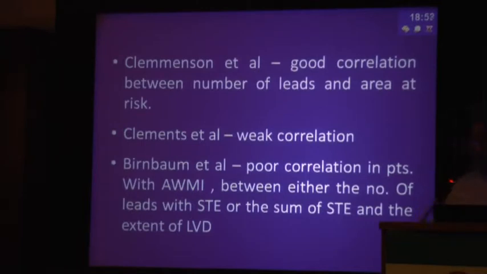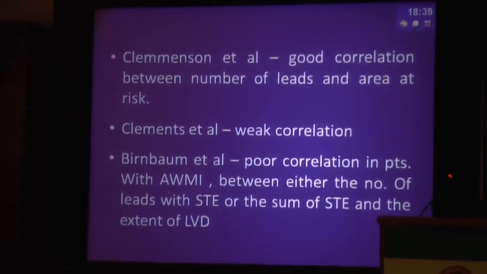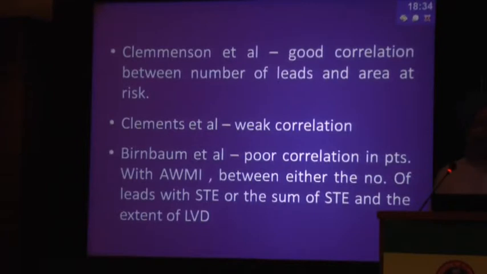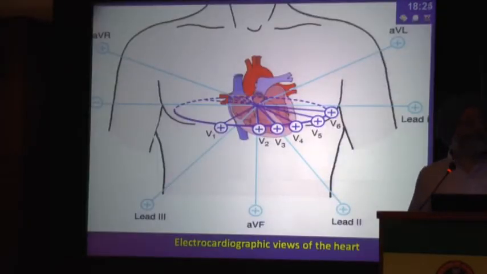We were all taught, and we also get this impression from the GISSI and ISIS data, that the more leads showing ST changes, the bigger the infarct, and the larger the infarct the patient has. But this doesn't hold, as we realize today that there is a poor correlation in patients with infarct between the number of leads with ST changes and the sum total of ST elevation, something we used to be taught, and people used to do CPK levels serially. So these conventional, simplistic things are not going to help us in seeing what the infarct size is.